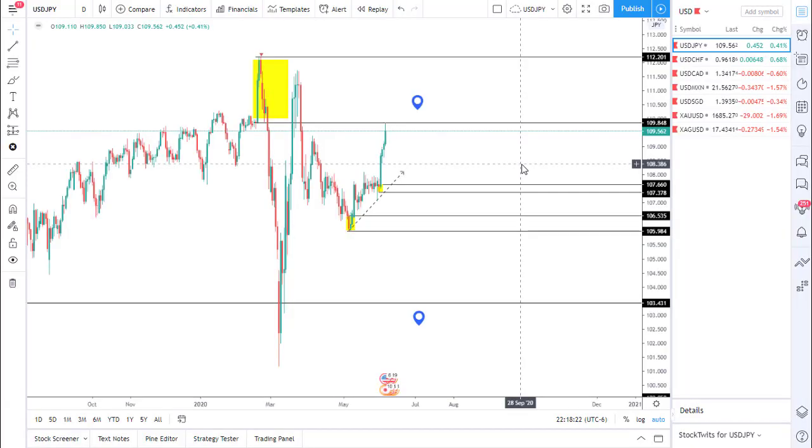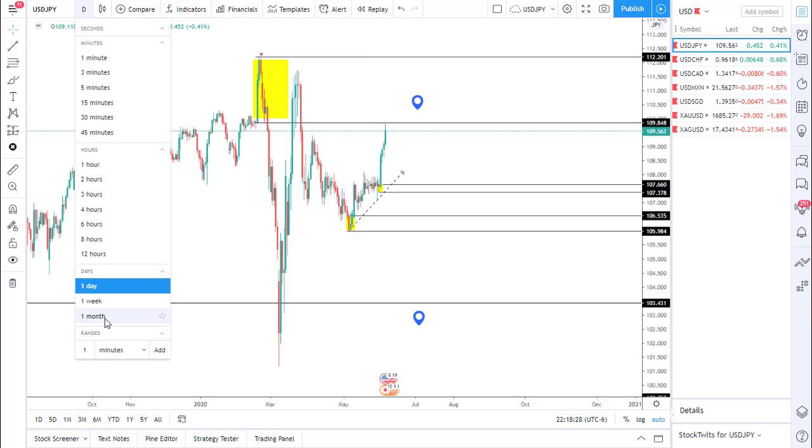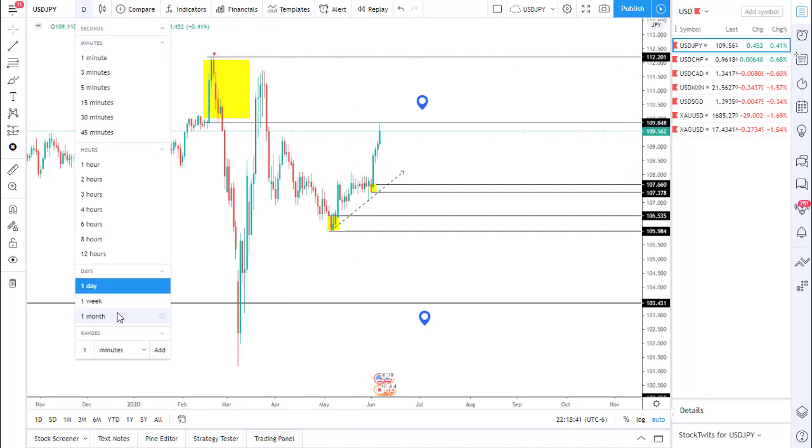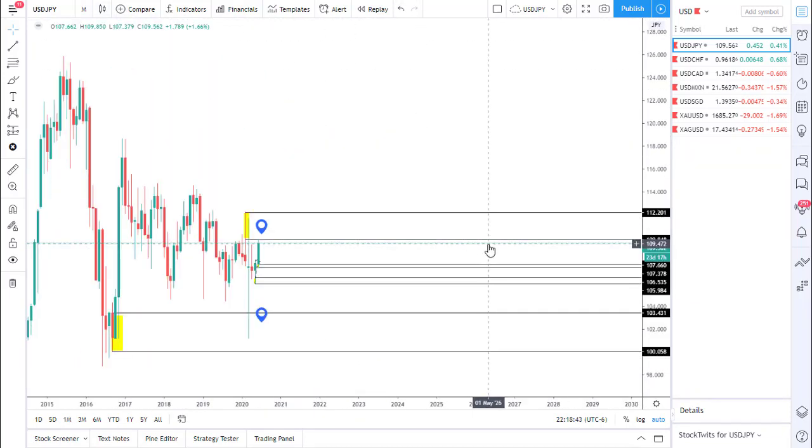Next one I have is dollar yen. We finally have a winner between the supply and demand battle. Why? Because demand has been removing the supply zones on the daily. See that we have this level taken out, this other level taken out, this other level taken out, and the price was ranging between monthly supply and monthly demand.